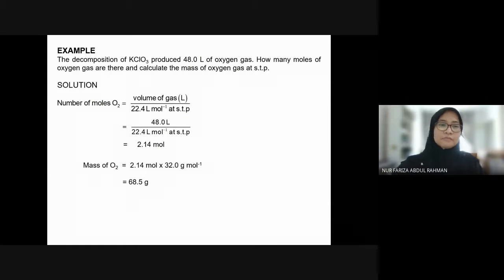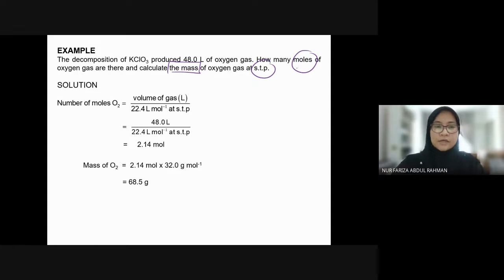Alright, so example for molar volume. The decomposition of KClO3 produces 48 liter of oxygen gas. How many moles of oxygen gas are there, and calculate the mass of oxygen gas at STP. So there are two questions asked here. One is in the form of mole, the other one is in the form of mass. Make sure you address both questions.